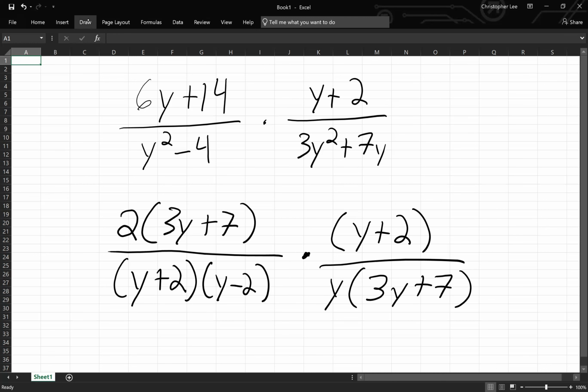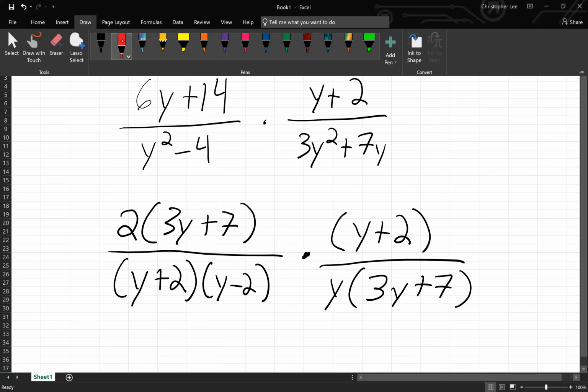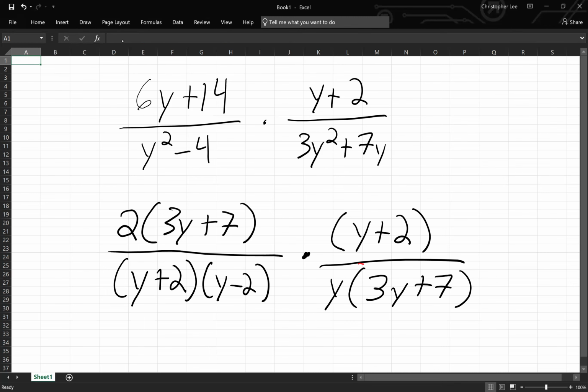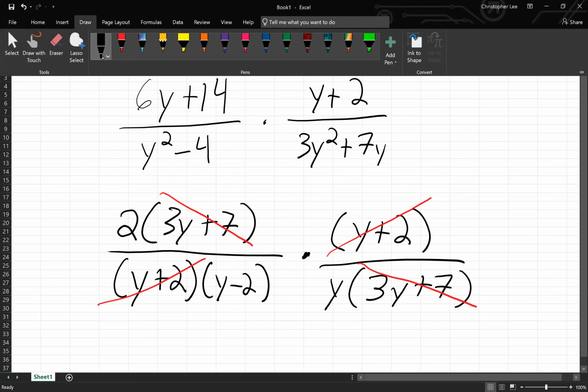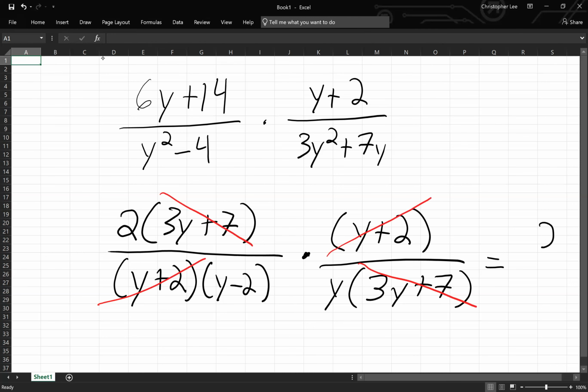Just like that, right? So now that I got everything factored, I can cross out my like terms. Remember, we can cross out vertically up and down, or we can cross out diagonally. So 3y plus 7 is the same as 3y plus 7. Y plus 2 is the same as y plus 2, just like that. And then right after that, just multiply straight across. So what do we have? This is 2 over the y times the y minus 2, and that's it. Then you just put that in, and then you're good to go.